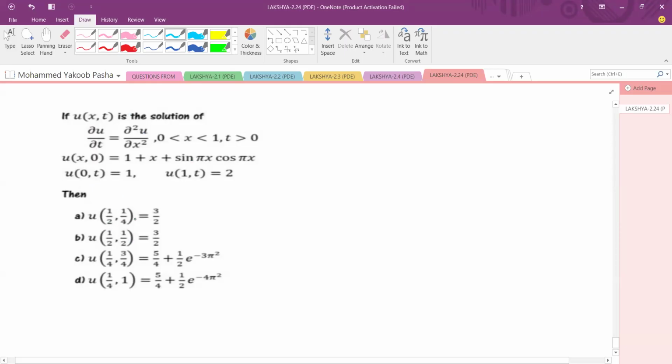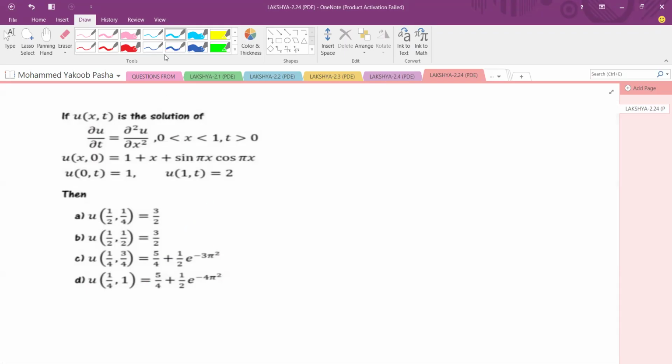U of 1 by 2, 1 by 4 value is 3 by 2, u of 1 by 2, 1 by 2 is equal to 3 by 2, u of 1 by 4, 3 by 4 is equal to 5 by 4 plus 1 by 2 into e power minus 3 pi square, and u of 1 by 4 comma 1 is equal to 5 by 4 plus 1 by 2 e power minus 4 pi square. These are the options we have.